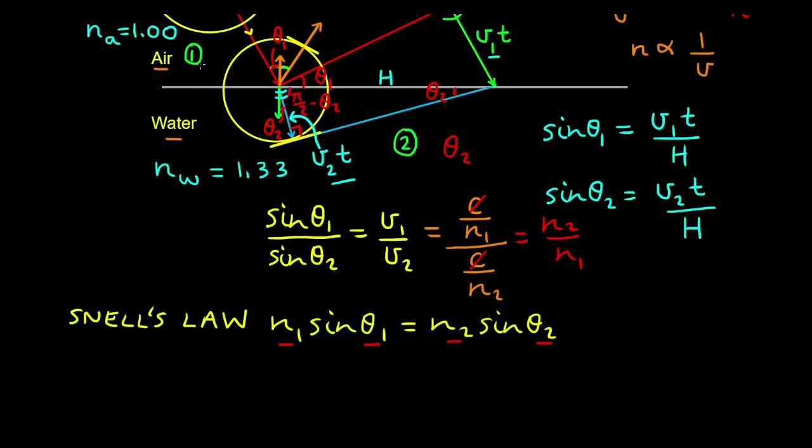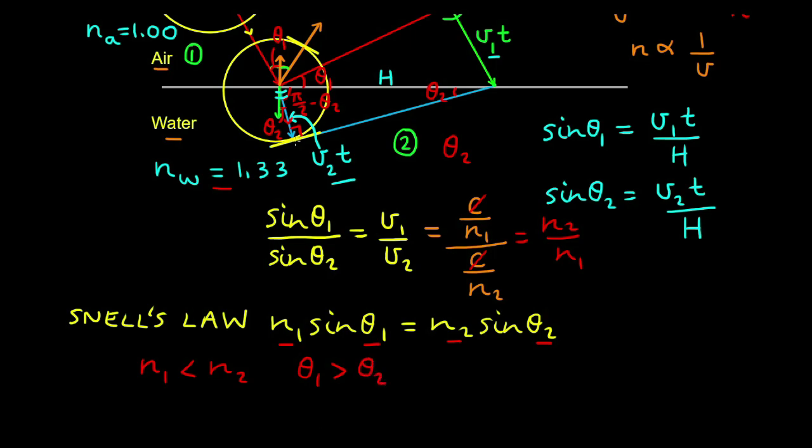So when light travels from a medium with a lower index of refraction to a medium with a higher index of refraction, or a denser medium, the light ray gets bent or refracted towards the normal. So therefore the incident angle will be greater than the refracted angle.